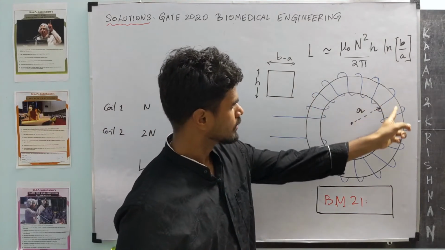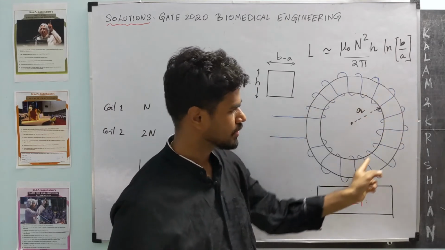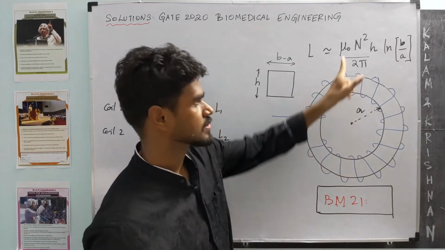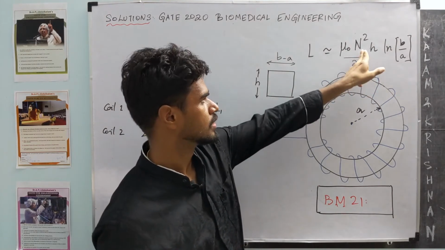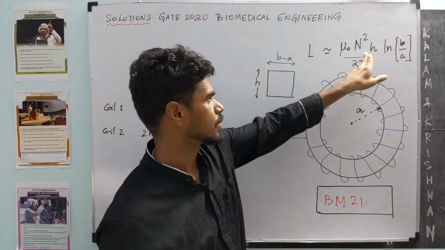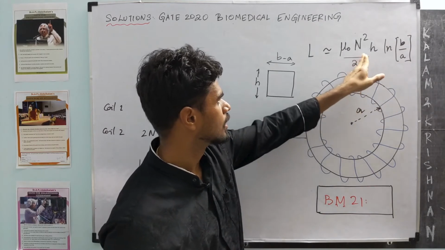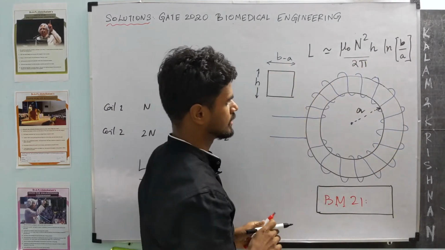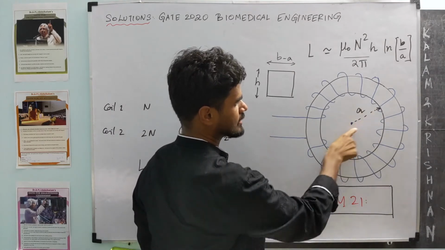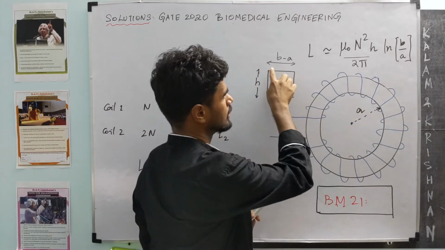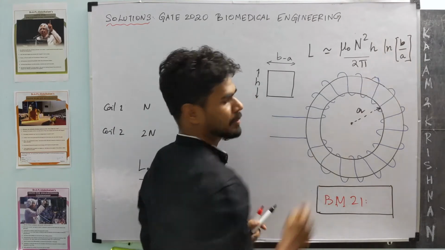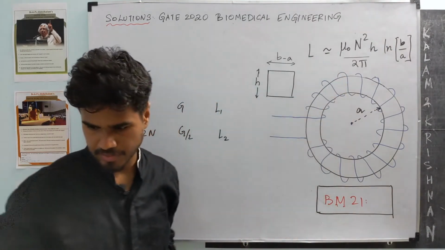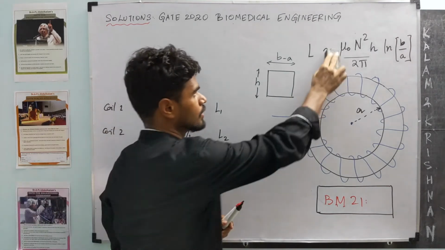So the inductance of a ring type, toroidal inductor is mu naught times n square, which is the square of the number of turns in the coil, times h. H is, if we take any cross section, the height of that. And if A is the inner radius and B is the outer radius, times ln of B over A. So this is the inductance of a toroid.